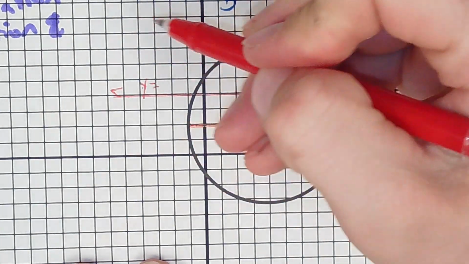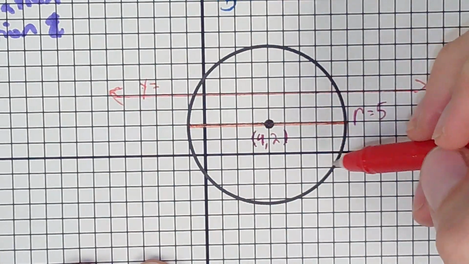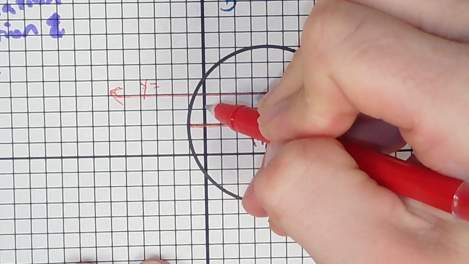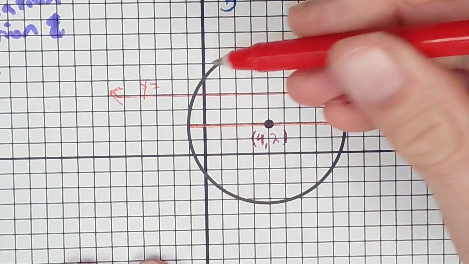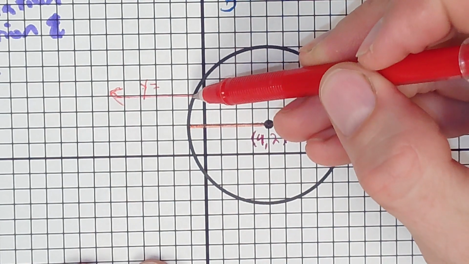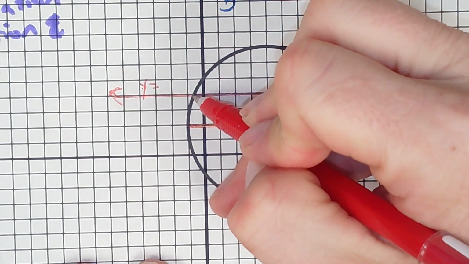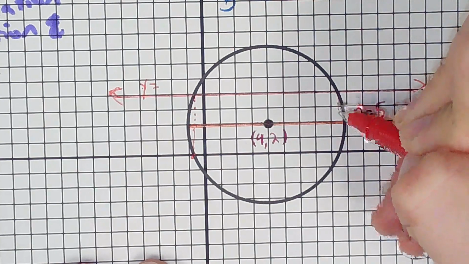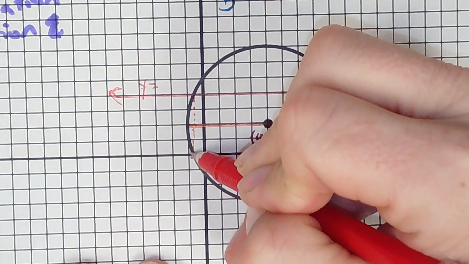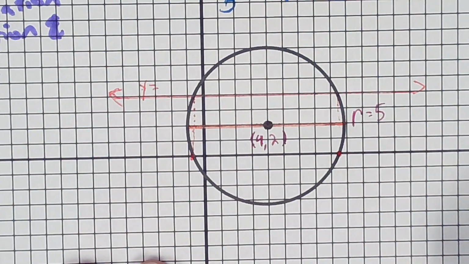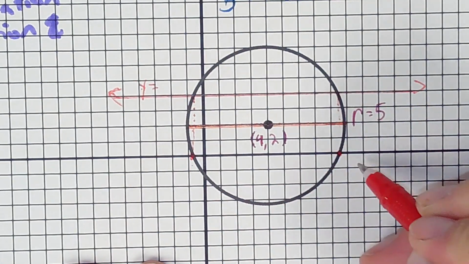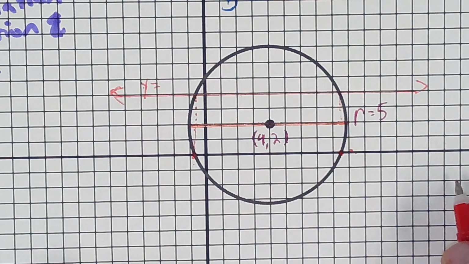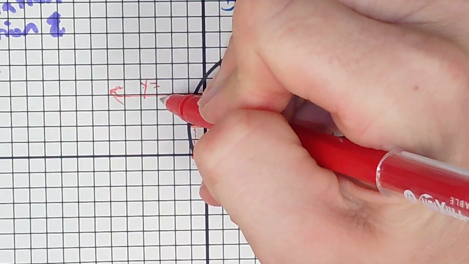Y equals 4. So if y equals 4, then my x values are going to be equal to whatever this value of x is. So if y equals 4, my x value would be equal to this, whatever that value of x is, all on my x-axis.